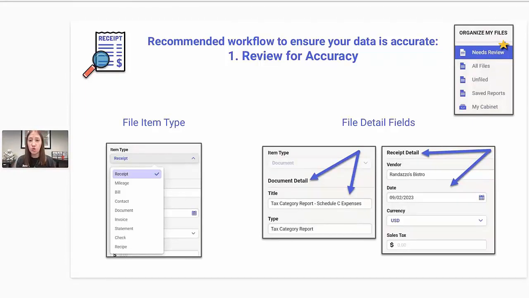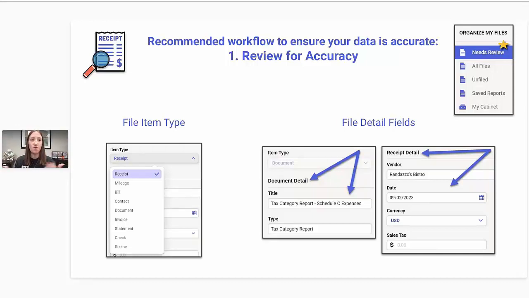It really shows you exactly how many files you need to apply this workflow to, that you need to review and categorize and file away so that all of your files are up to date and organized within your database. So you've added a bunch of files to Neat, you log in, you check the needs review filter, and then you start applying this workflow.